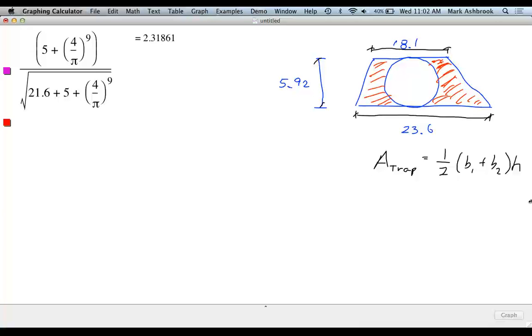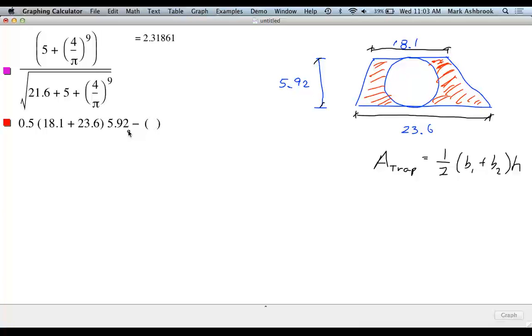So what's the general structure of the solution? We're going to do the area of the trapezoid: 0.5 times (18.1 plus 23.6) times 5.92. So currently we're showing the area of the trapezoid, right? And now we want to do what? Minus. Okay, parentheses, good. 5.92. So did anyone go to your handheld calculator and figure out what the radius was?